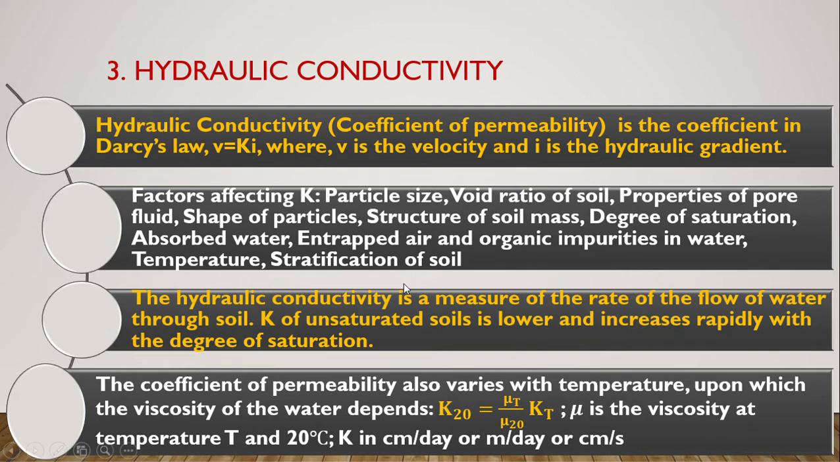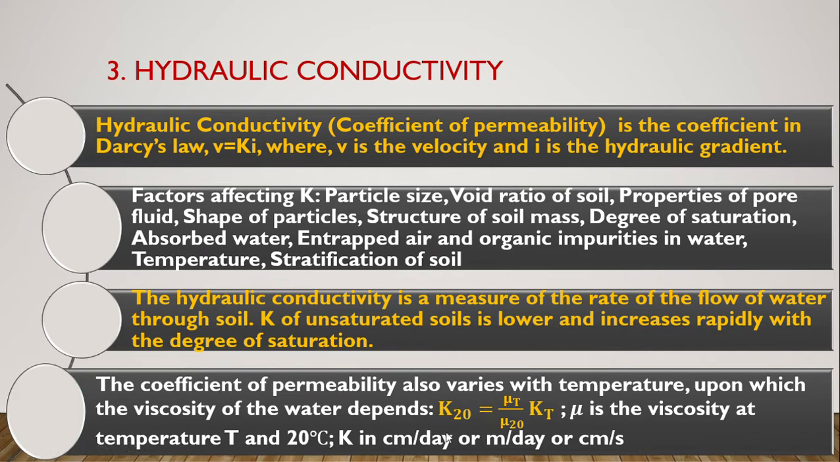We will see the saturated K, saturated hydraulic conductivity, because we are dealing with drainage. We will see how the water is moving through the soil in the saturated condition. The hydraulic conductivity is otherwise known as the coefficient of permeability. It also varies with temperature. There is an equation which shows the change of K with temperature, so it is related to temperature as well as viscosity.